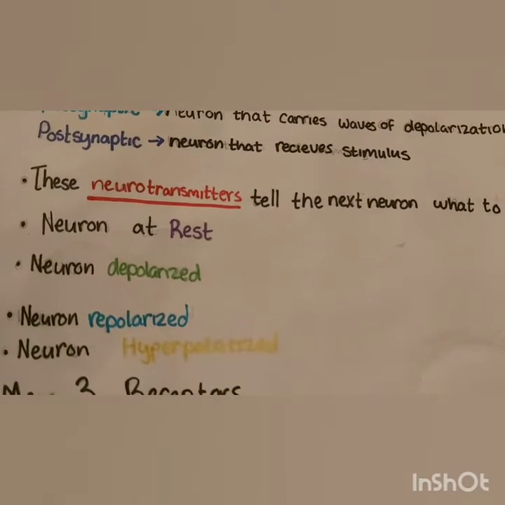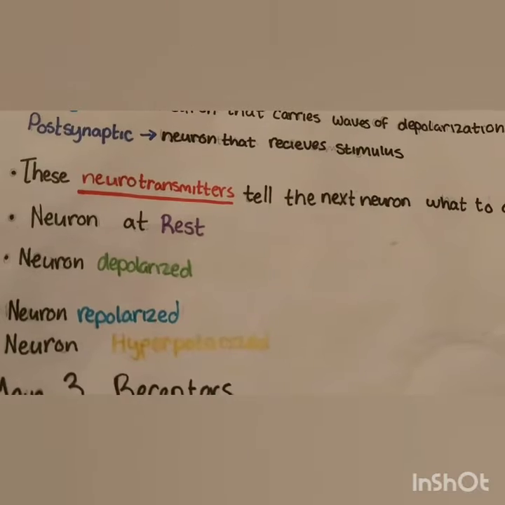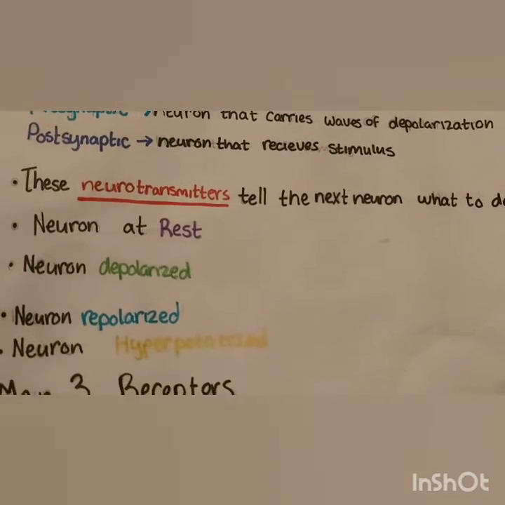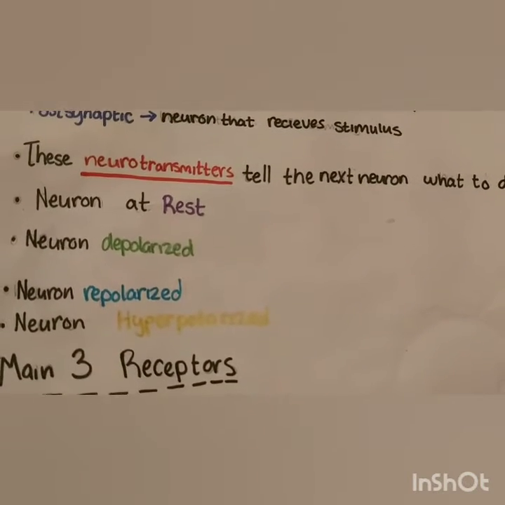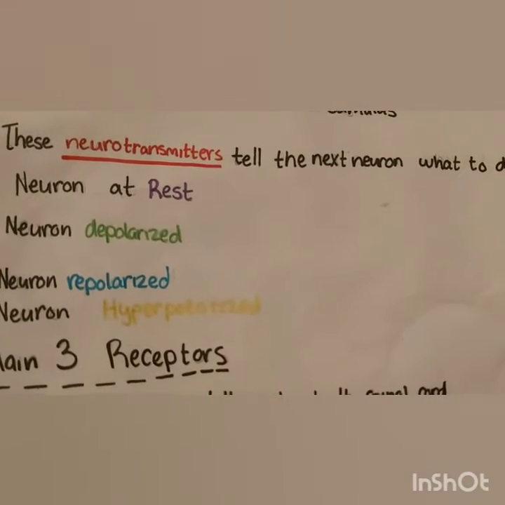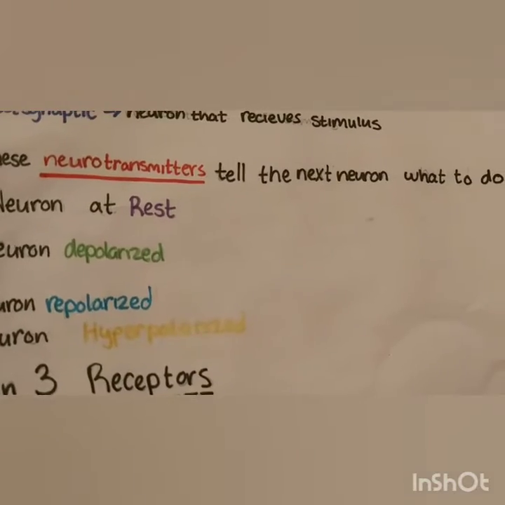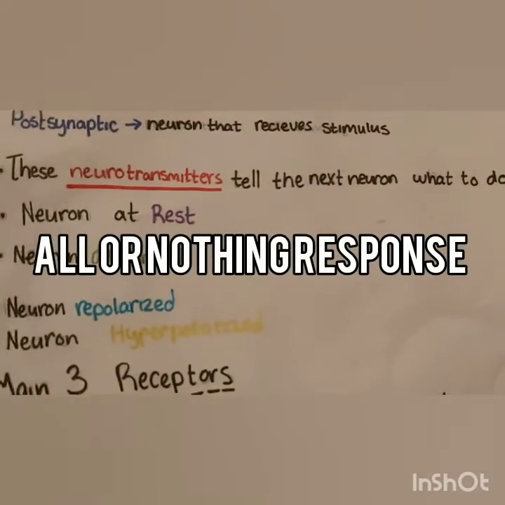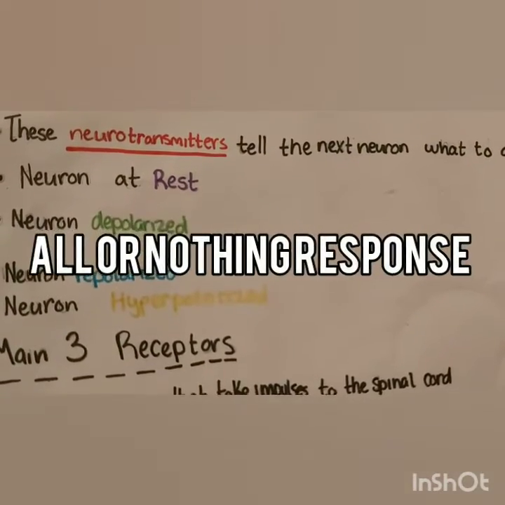So let's go over neuron at rest first. Neuron at rest. This is when there is absolutely nothing happening, so the neuron hasn't received any information yet. Nothing has happened because there is no response. This is called our all or nothing response.